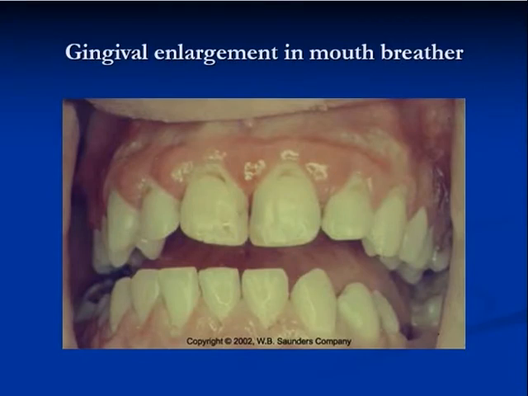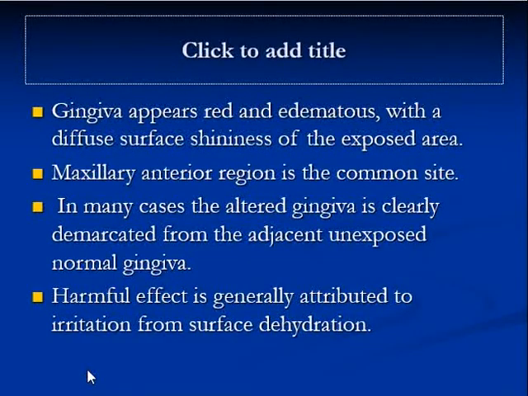Next is gingival changes associated with mouth breathing. In this, gingiva appears red and edematous with diffuse surface shining. The most common region is the maxillary anterior region. The harmful effect is generally irritation from surface dehydration.